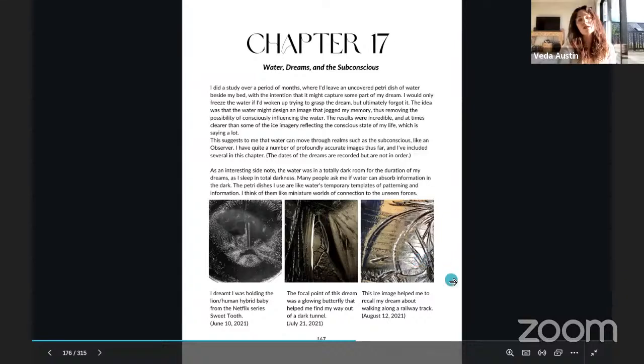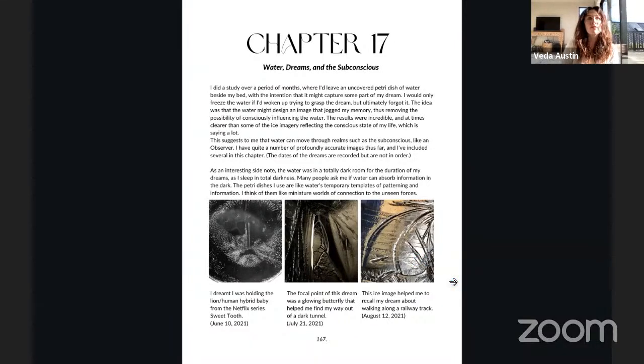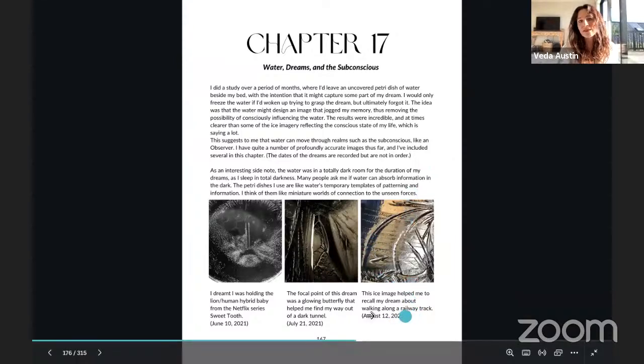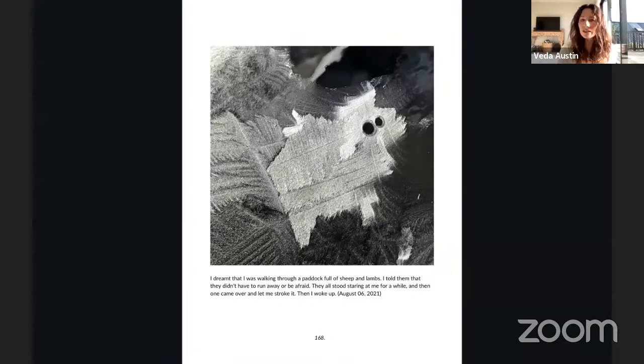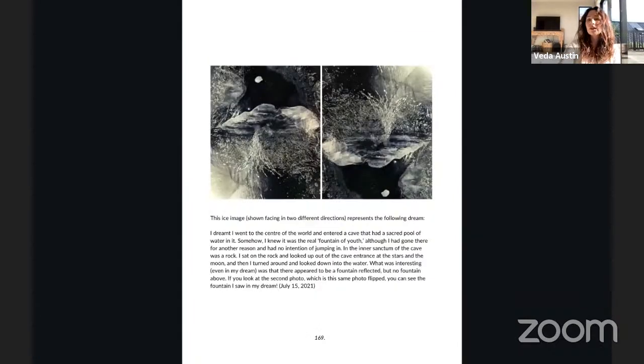And I did this when I was living in Langs Beach, in a very rural area, a beautiful place right by the beach, but very secluded. And you can see this looks very much like railway tracks. Well, I dreamt about railway tracks, the butterfly. This was from the movie Sweet Tooth. Here I was dreaming about sheep, surprisingly enough. But you go through them and you hear the stories and you see the clarity. And a lot of the dream imagery that I got in the ice was clearer than what I get in the daytime, in the wake state.